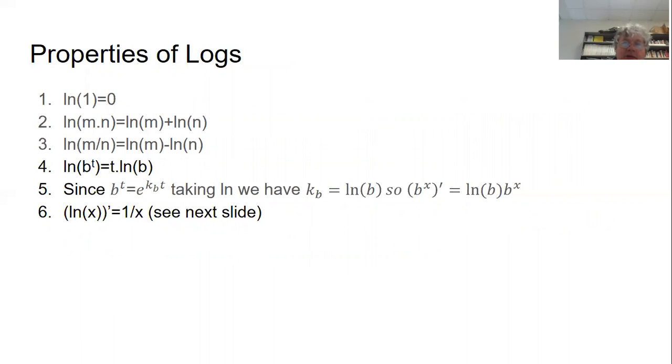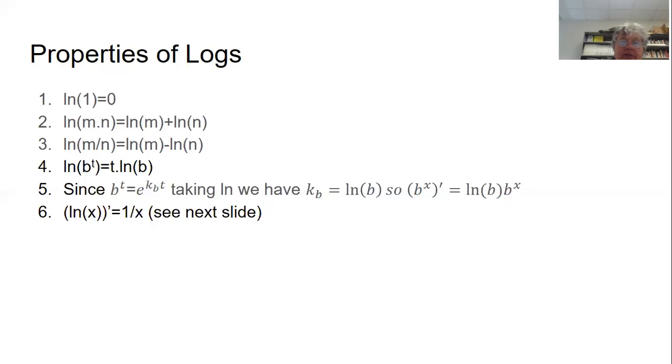And when you did logs, hopefully you remember the log laws. So things like ln of 1 is 0. Logs turn multiplication into addition. So ln of m times n equals ln of m plus ln of n. It turns division into subtraction, and it turns powers into multiplication. So ln of b to the t is t times ln of b.